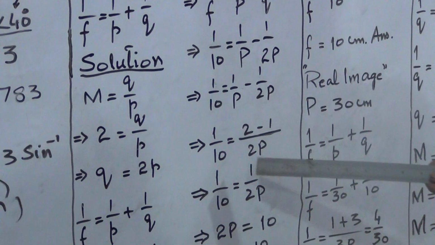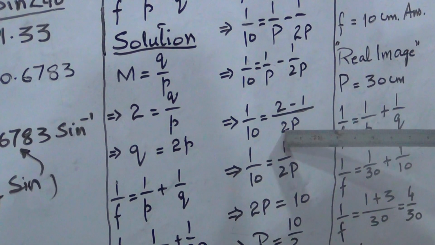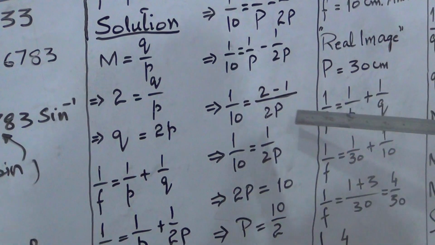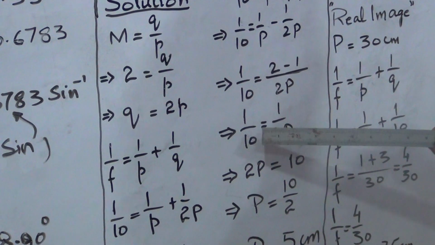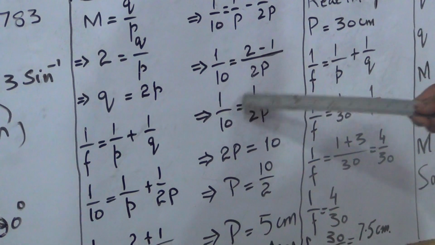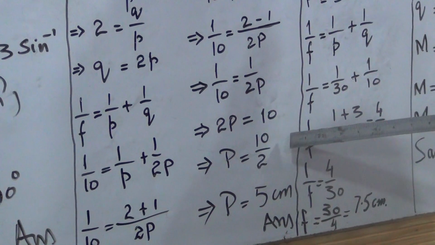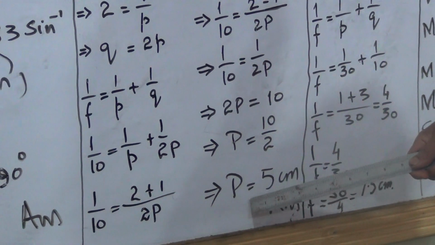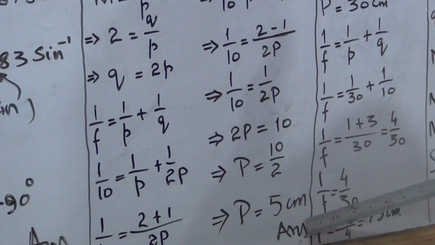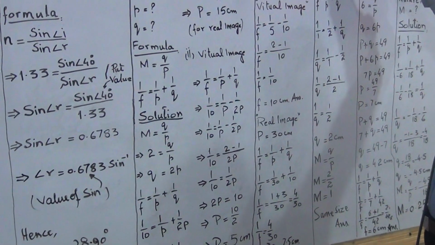Then again the same process, the denominator 2p divided by 2p, 2 ones are 2, 1 one is 1, 2 minus 1. Then 1 upon 10 is equal to 1 upon 2p. By cross multiplication, 2p is equal to 10 and p is equal to 10 upon 2. So p is equal to 5 centimeter. This is your answer. Next, numerical number 14.5.